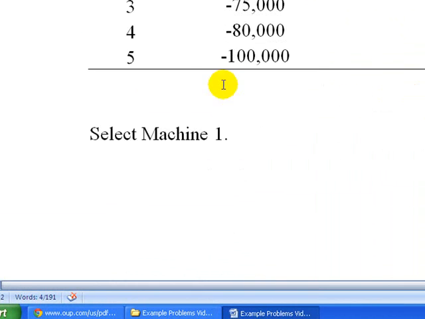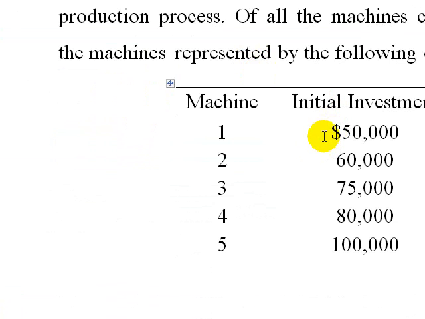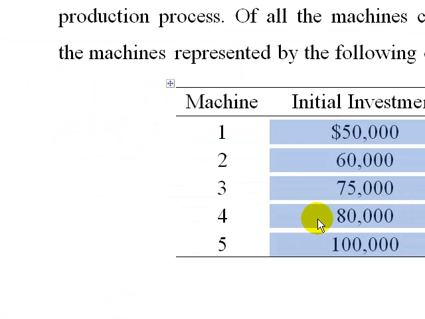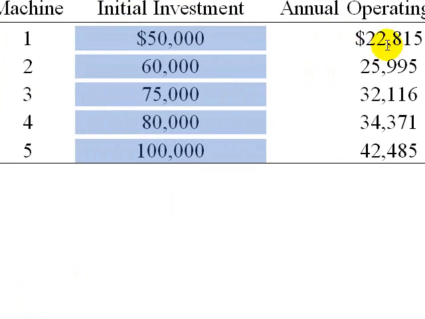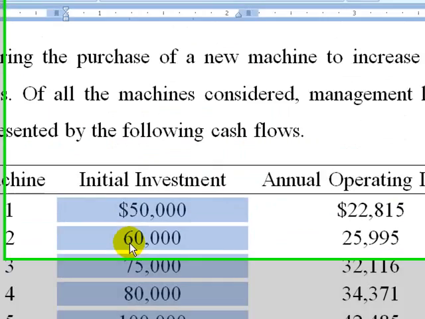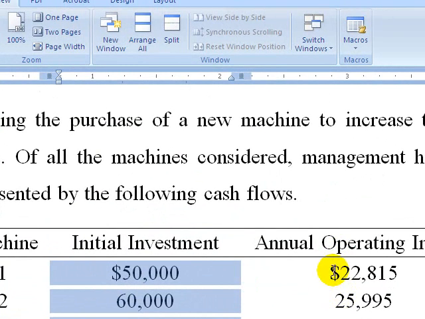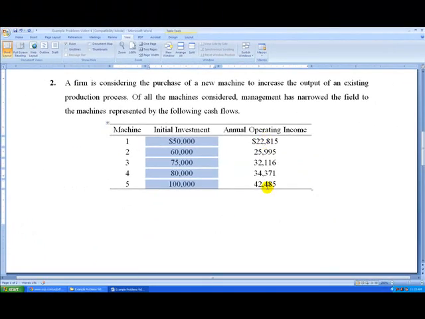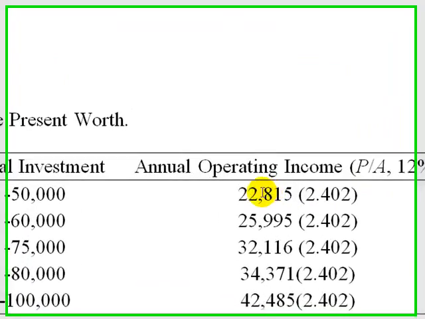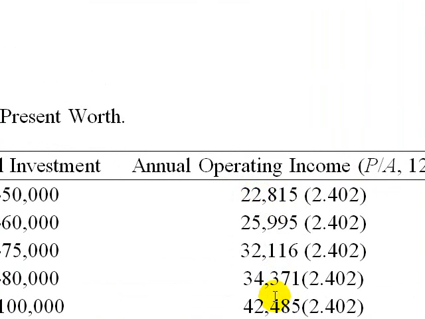So we take that table. These are negative cash flows, expenditures, investments, so I put a negative sign in front of all of them. The initial investments are P values, and the annual operating incomes are A values. They are uniform annual amounts: each year you get $22,815. They are positive cash flows, income. Those values are in the second column.